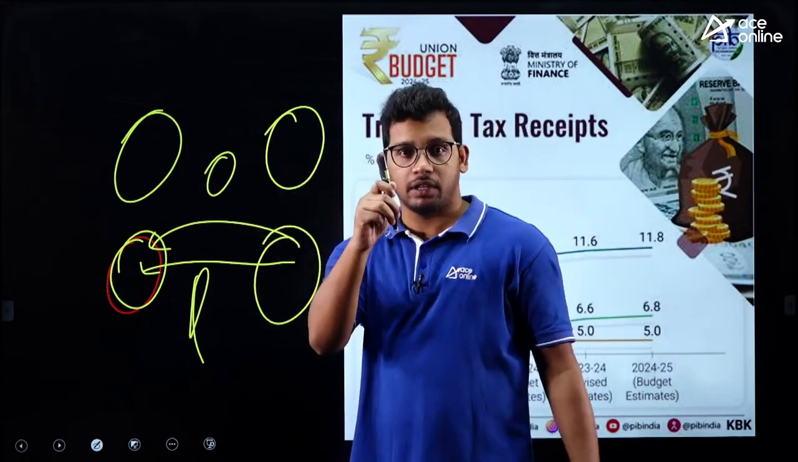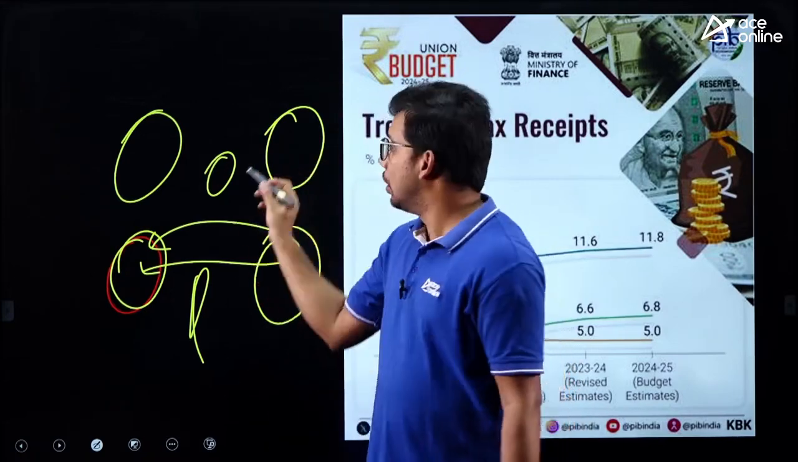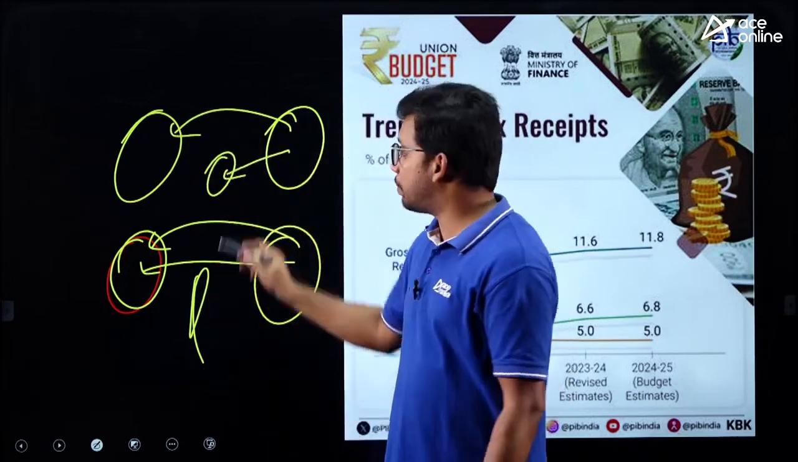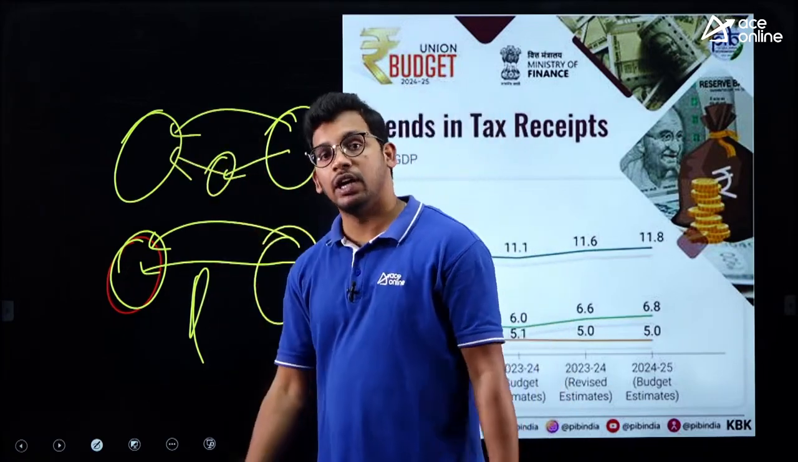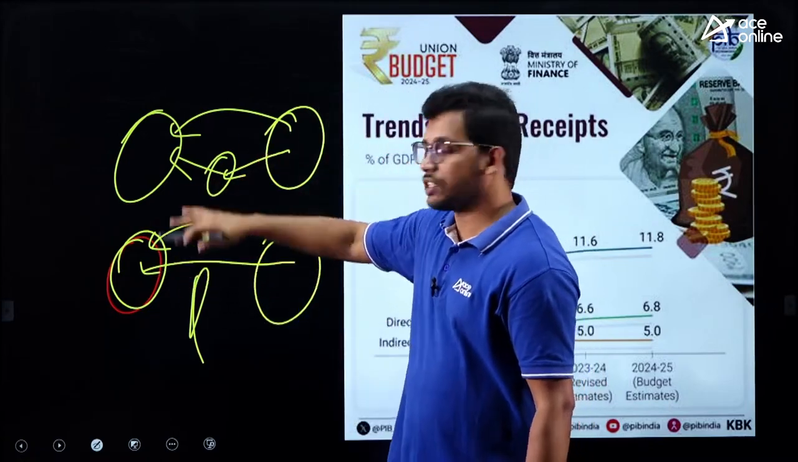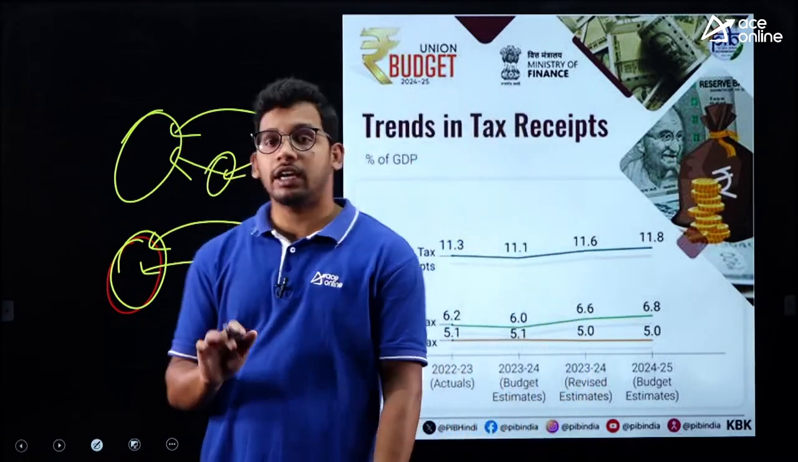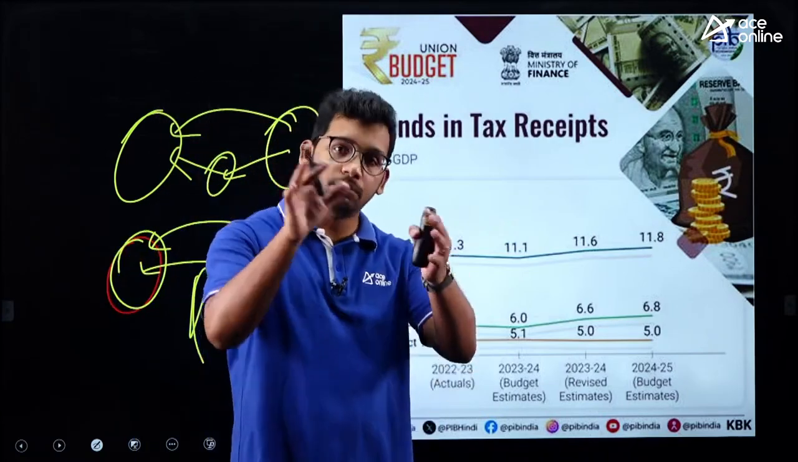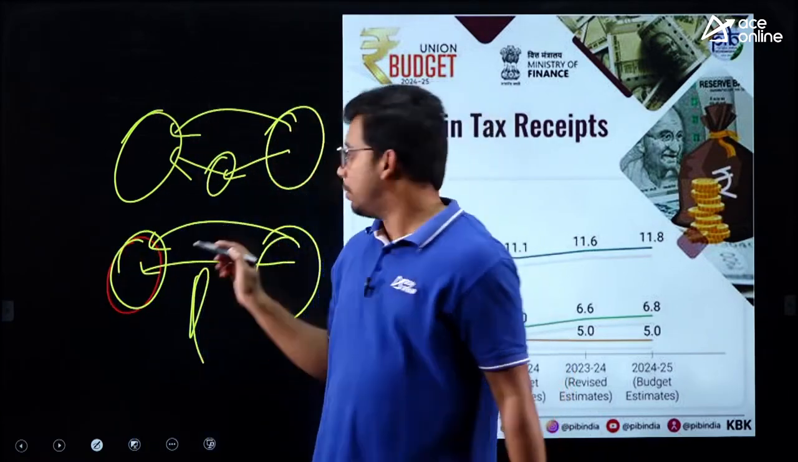If you buy this pen, there is a GST, say for example 5%. You are not directly paying it to the government. You are paying it to the shopkeeper, and then shopkeeper or producer is transferring that to the government. So direct tax, indirect tax. In that, direct tax is always good because the burden will be created directly on the person.